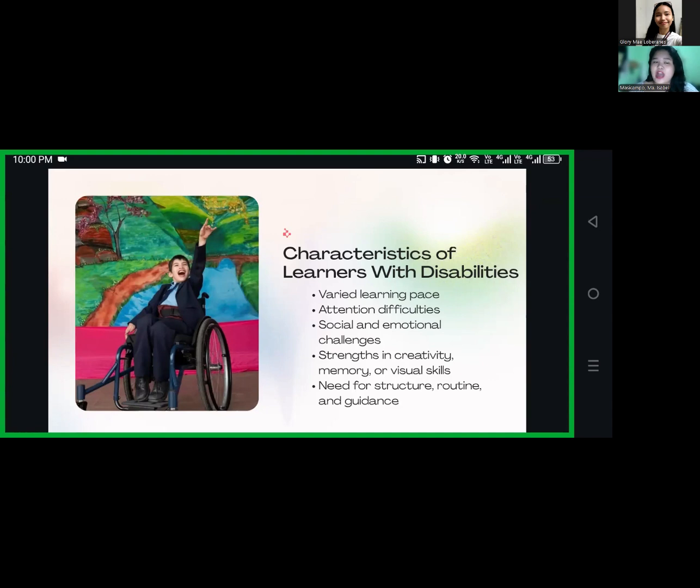The third one is social and emotional challenges. These exist because some learners find communication, group work, or emotional regulation difficult. As a future educator, you need to create a safe, accepting environment where every student feels respected and supported. Despite these challenges, these learners possess strengths. Many of them are creative, have excellent memories, or strong visual skills. Recognize them and build on these strengths to boost their confidence and motivation.